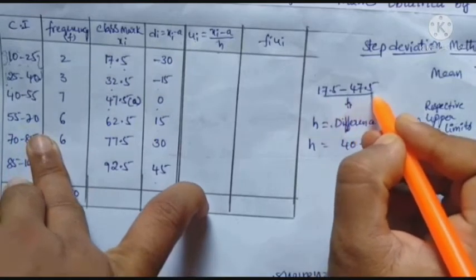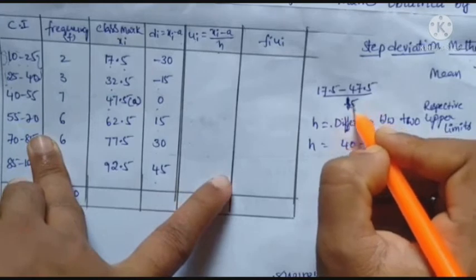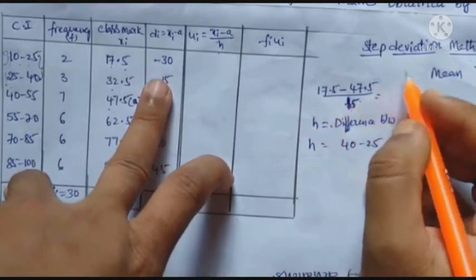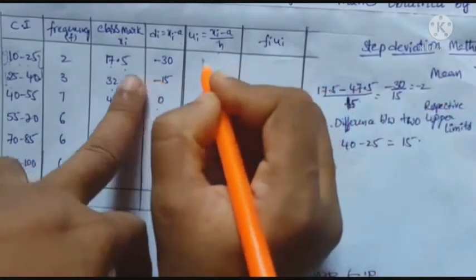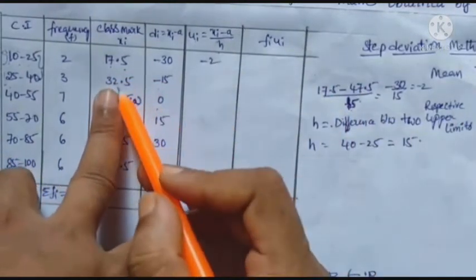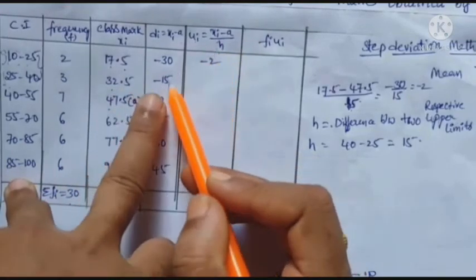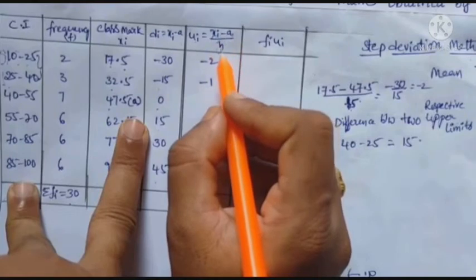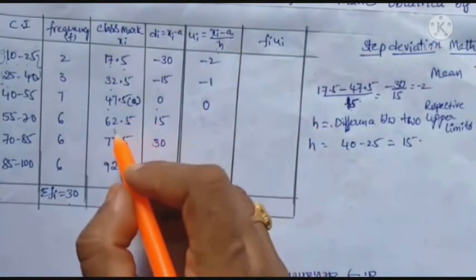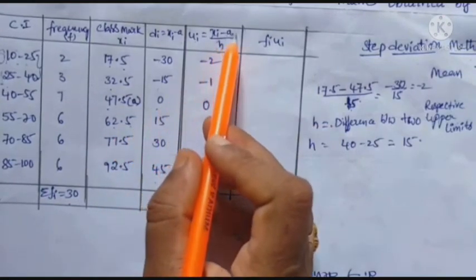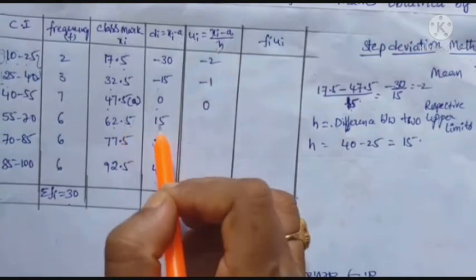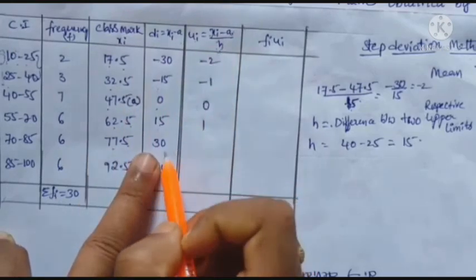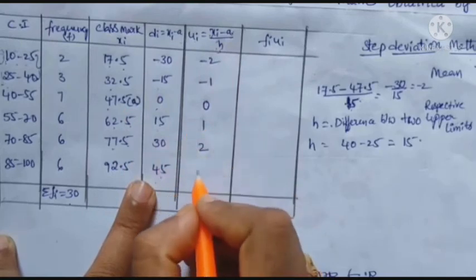So 17.5 minus 47.5 by h, and h value is 15. 17.5 minus 47.5 value minus 30 by 15 is equal to minus 2. Next one, 32.5 minus 47.5 by 15. So minus 15 by 15, minus 1. Next, 47.5 minus 47.5 by 15. So 0 by 15, 0. Next one, 62.5 minus 47.5 by 15. So 15 by 15, 1. Next, 77.5 minus 47.5 by 15. So 30 by 15 is 2. Next one, 45 by 15 is 3.